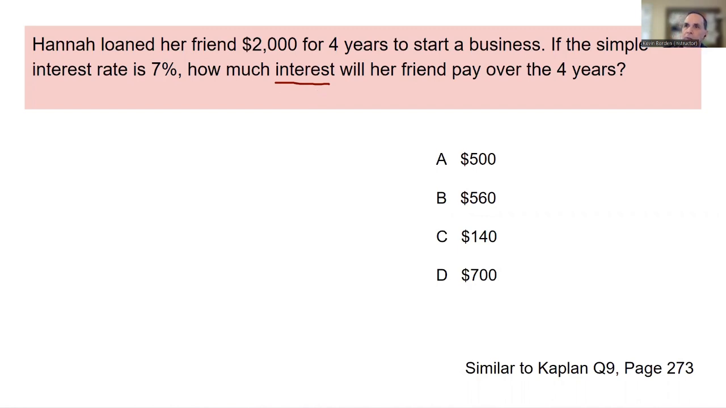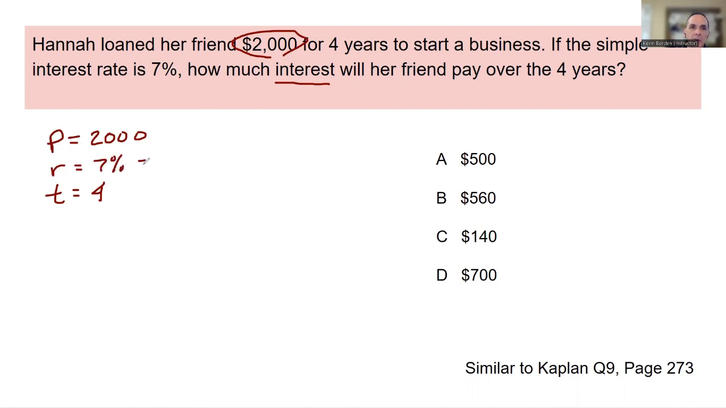All right, time to solve this one. So the principal is always going to be the big amount of money, $2,000 in this case. 4 years, there's our time. Doesn't matter which order we write these in. Simple interest, R equals 7%.